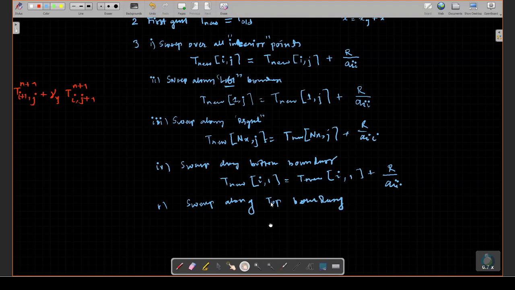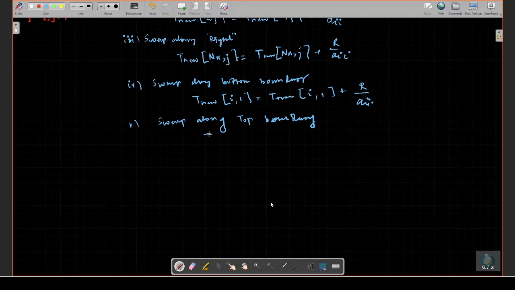Okay. Sweep along the top boundary. So for the top boundary, T new will be, with i varying and j = ny, T new at (i, ny) plus residual r over a_ii. So you see here, everywhere we are not using any matrix. We are simply calculating and going ahead with this. We are finding r and a_ii, then putting it in and calculating T new.